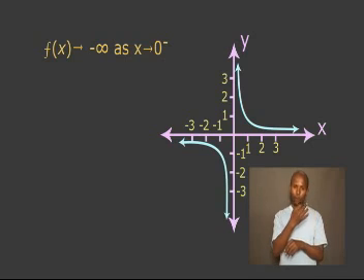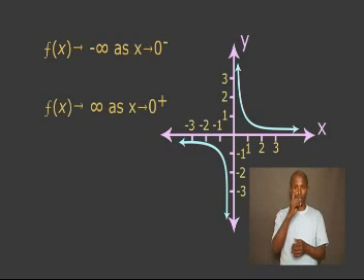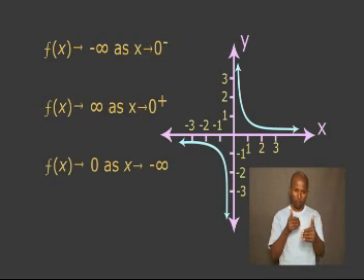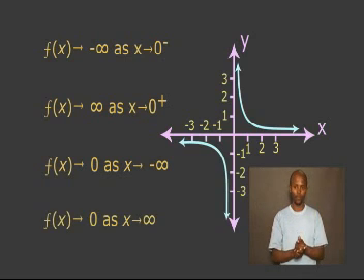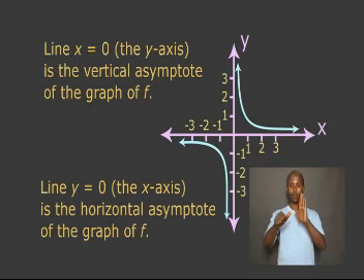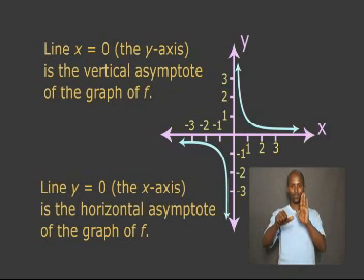f of x approaches negative infinity as x approaches 0 on the negative side. f of x approaches infinity as x approaches 0 on the positive side. f of x approaches 0 as x approaches negative infinity. f of x approaches 0 as x approaches infinity. We have discovered the asymptotes of this function. The y-axis is called the vertical asymptote, and the x-axis is called the horizontal asymptote.